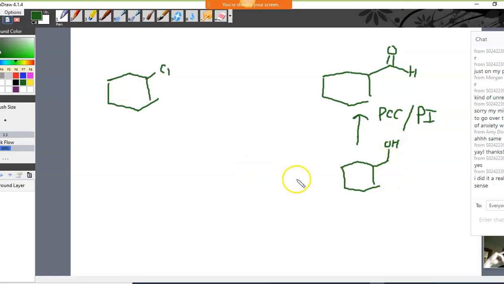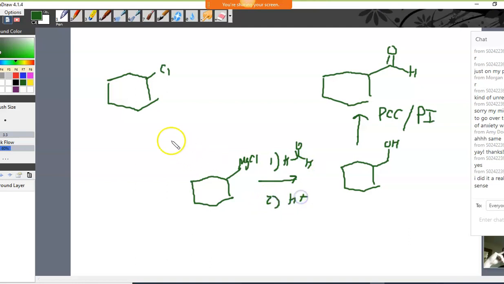If you do it from a Grignard, I can think of 3 ways just quickly off the top of my mind of how to make this. Mg, you make that a Grignard, add formaldehyde, and then add acid to it.